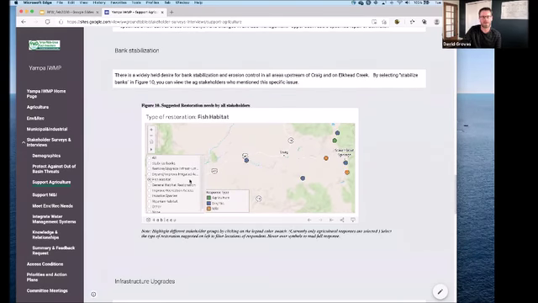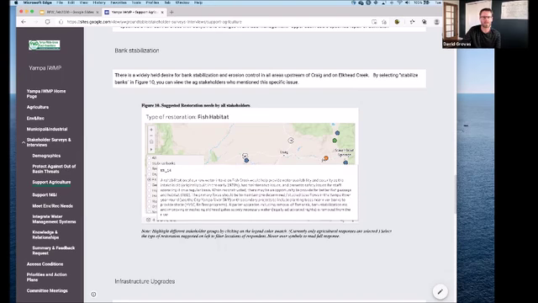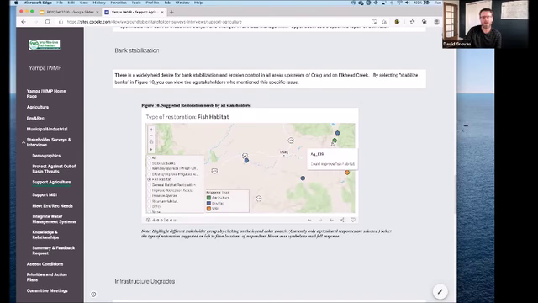Whereas if we go into fish habitat, you can see that other respondents indicated that there are needs for additional fish habitat. And again, you can mouse over here and see a lot of detail about the response.